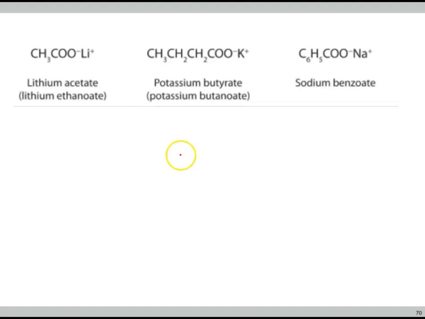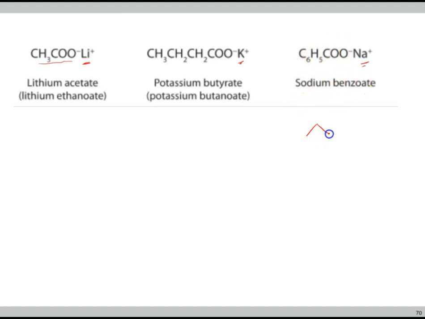So here are some examples. The lithium comes first, so the cation comes first. That lithium is the name of that, and then it's the acetate. So that's the common name. Lithium ethanoate is the IUPAC name. Here we have the potassium first, and then butyrate. That's the common name for that carboxylic acid, but the IUPAC name is potassium butanoate. And then here is sodium benzoate. So the sodium comes first, and then that's a benzene.